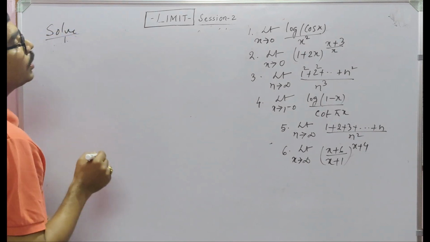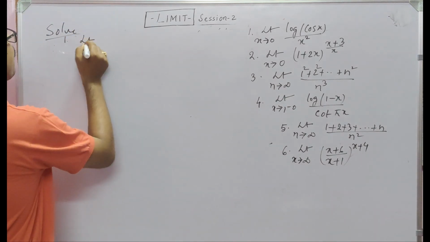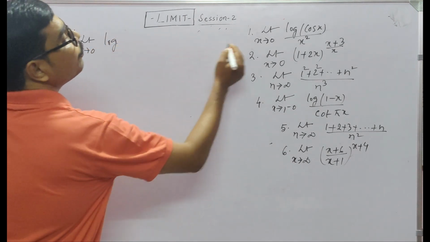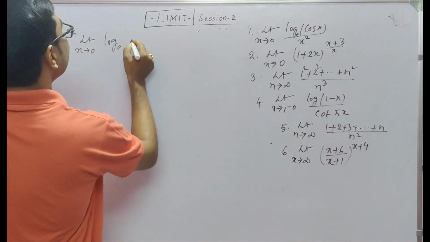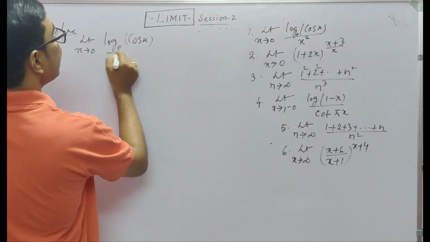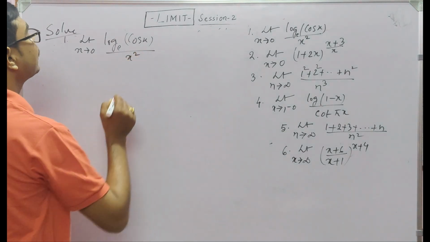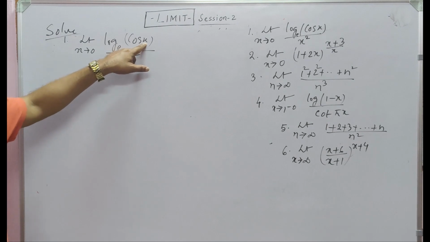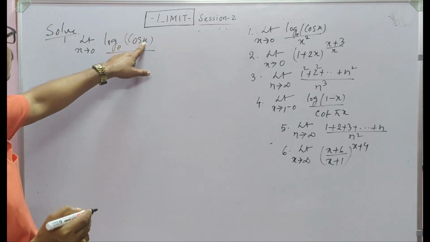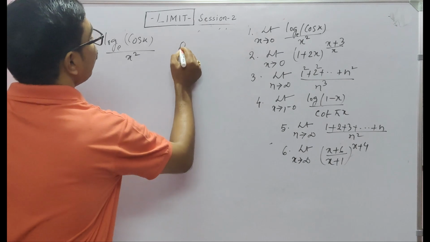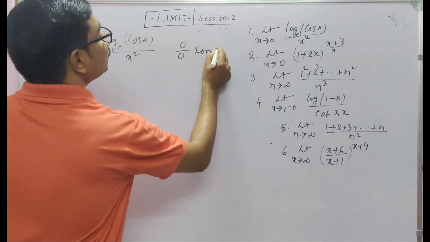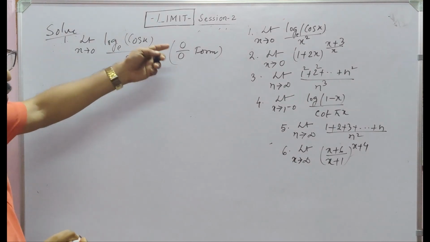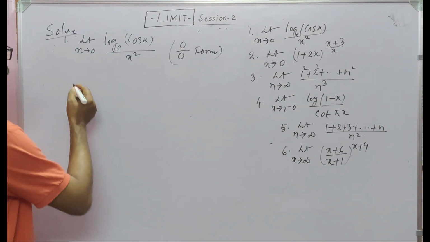Now question 1, limit x tends to 0 log base e of cos x by x square. Now put x equal to 0: cos 0 equals 1, log 1 equals 0, and 0 square equals 0. So the form is 0 by 0, that is the indeterminate form. So we can apply L'Hopital's rule.